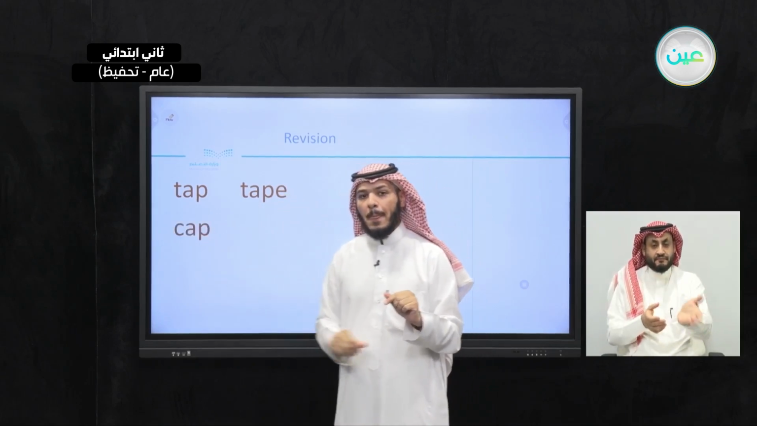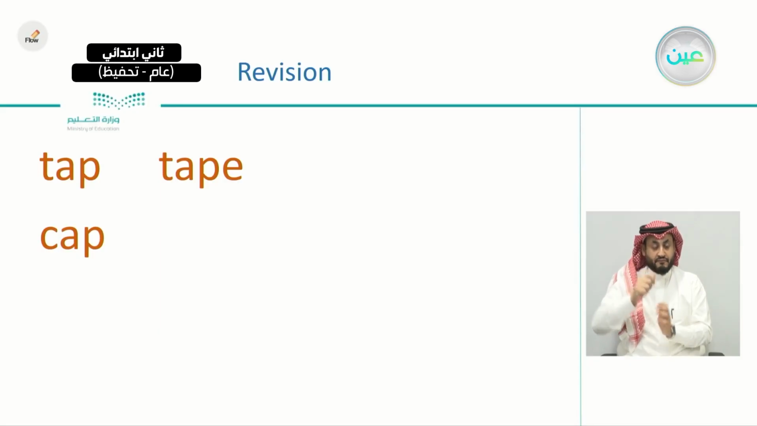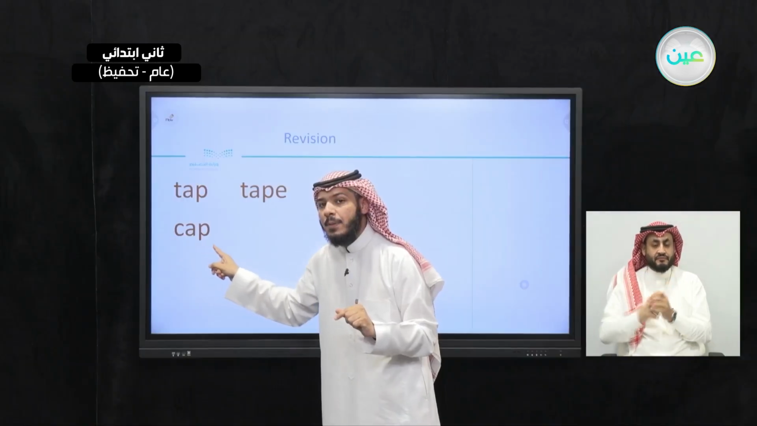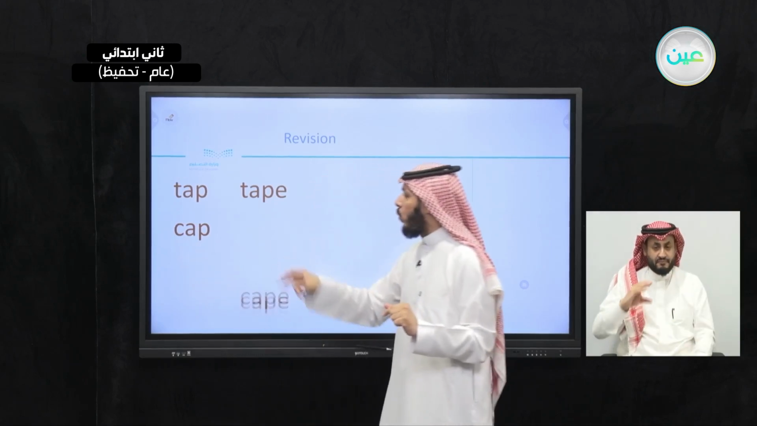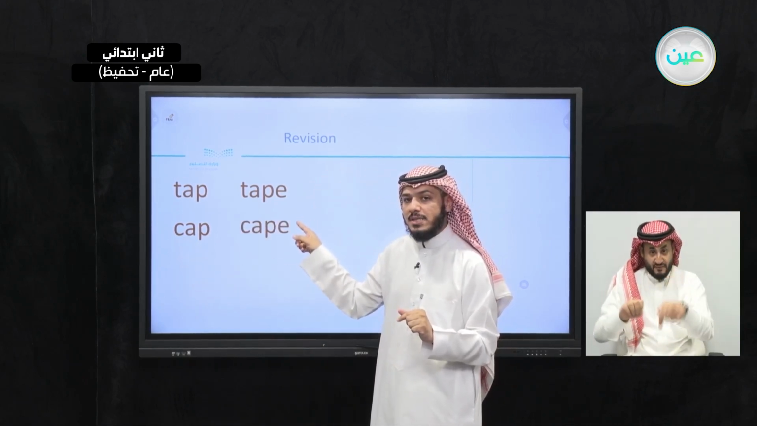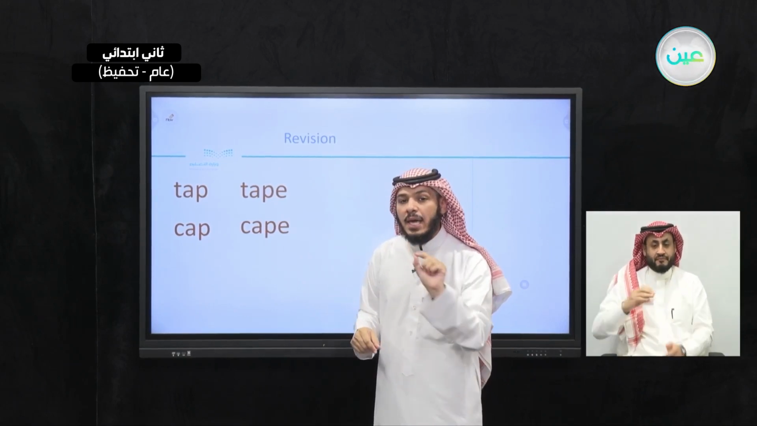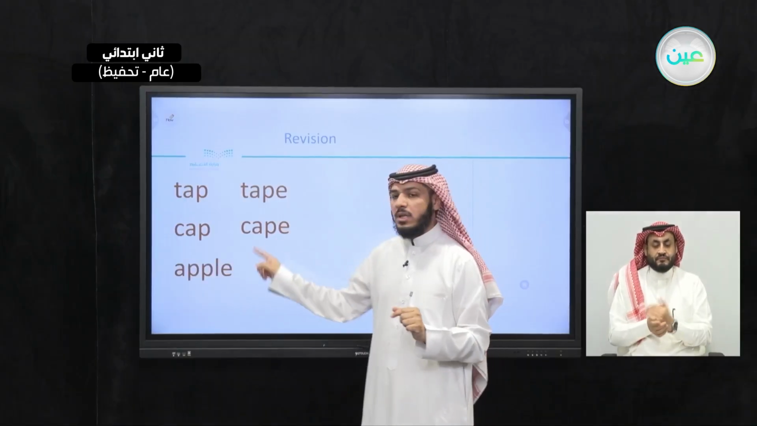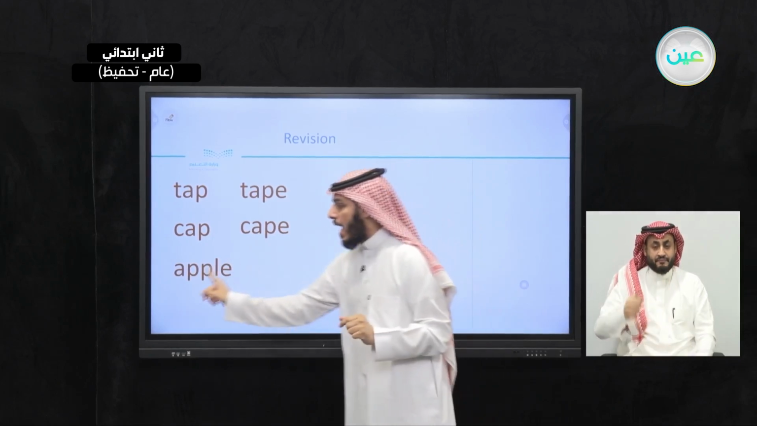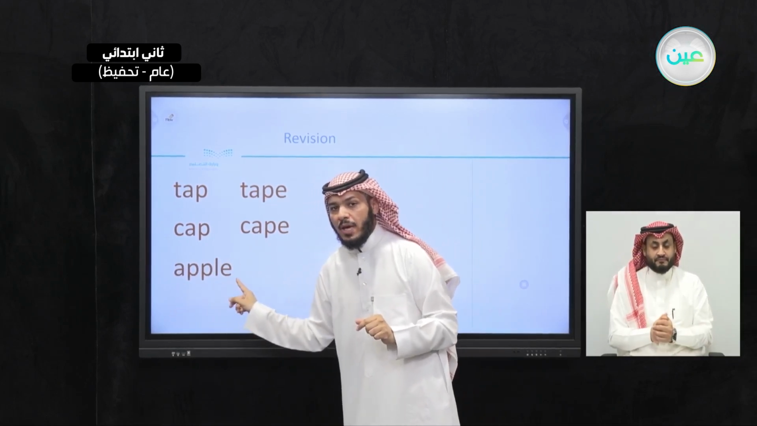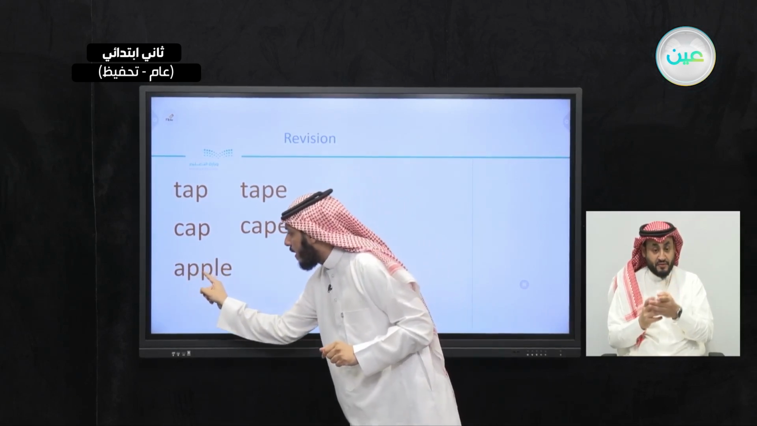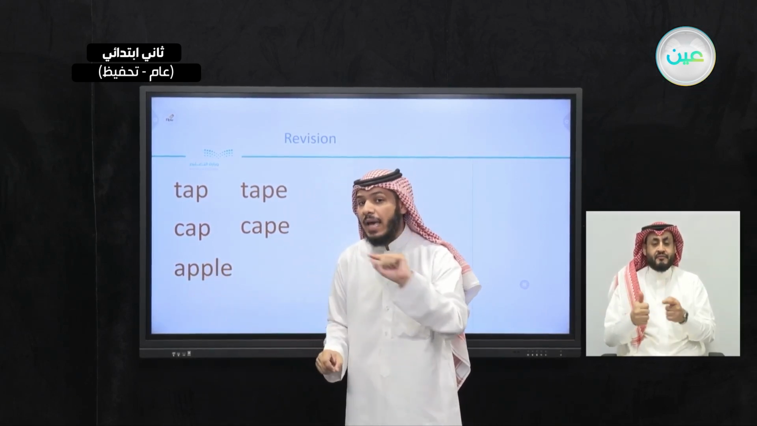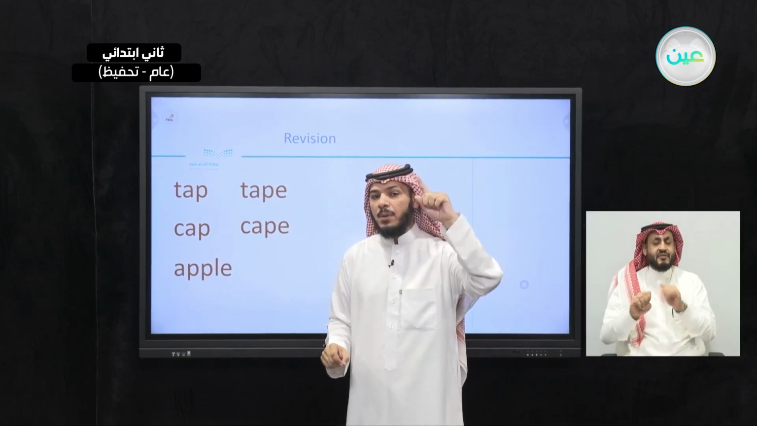What about this word? The letter C is K, so it is cap, perfect, cap. What about this? There is an E here, so it is cape. Cap, cape. Why? Because we have E, there is no E here, okay? So cap, cape, okay. What about this word? Yes, it's apple, okay? But there is no E here, so I pronounce it not as A, it's apple, perfect.